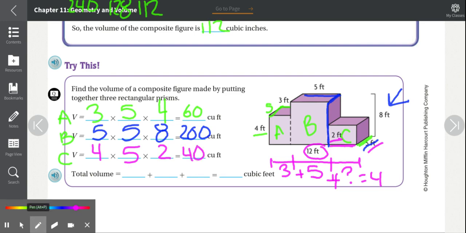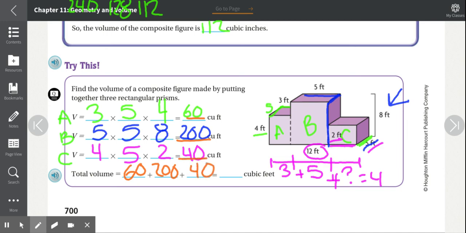Our final step right now is to add these volumes together. So we would add 60 plus 200 plus 40. And when we add all of these together, we get that this shape has a total volume of 300 cubic feet. So this is just a bit of a review of what we did on Wednesday. It also introduces you to one other way to find the volume of composed figures.